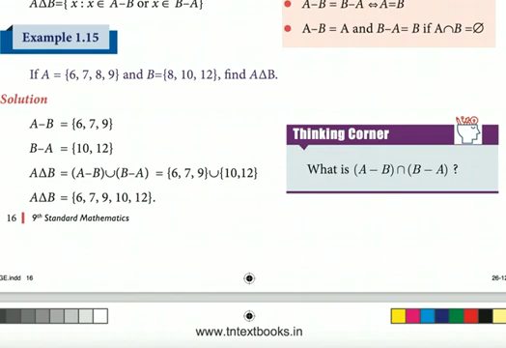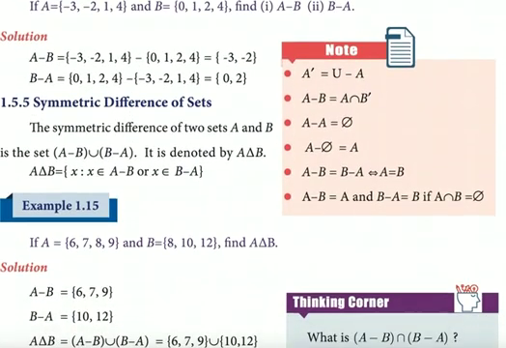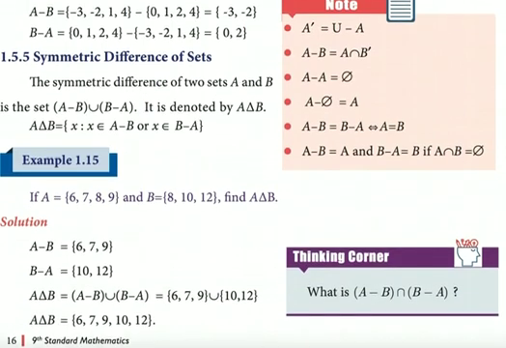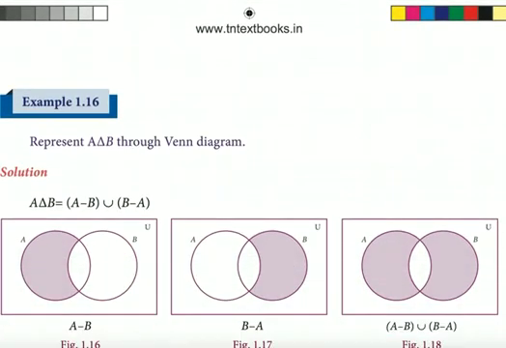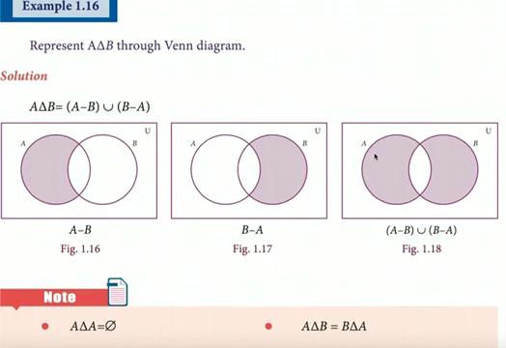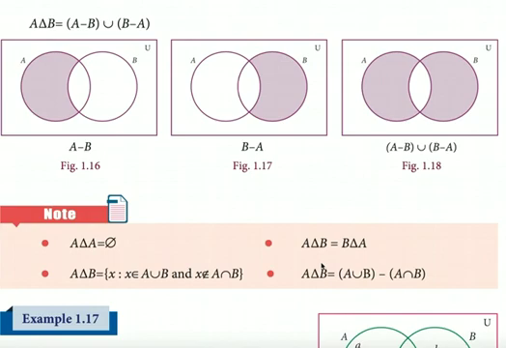What is A minus B intersection B minus A? There are no common elements, right? So it is nothing but phi in this example. Not only in this example, everywhere you will get phi only. Okay. Represent A delta B using Venn diagram. This part, this part.